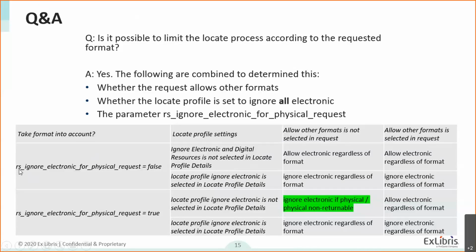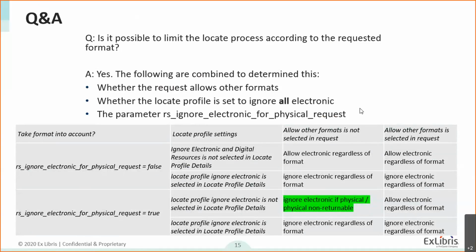We now have a new customer parameter, resource sharing ignore electronic for physical requests, meaning if the borrower asked me to send them a physical book and I have an ebook, then that ebook can't fulfill the request for the format, and then I will not be able to use it. So my borrower locate profile needs to have ignore electronic false, right? Because when they decide whether or not they want to send me the request, they need to not ignore electronic and send me the request, even if I just have an electronic resource.